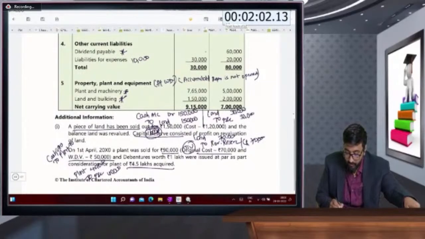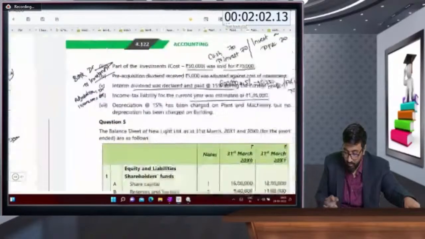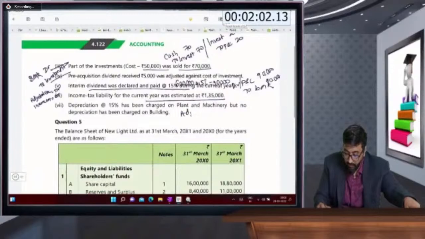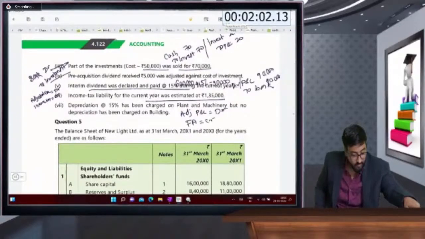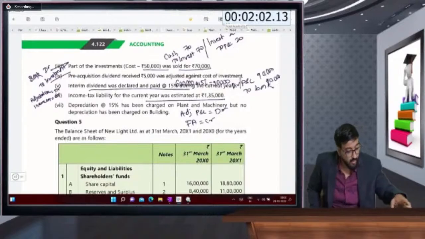On 1st April it is sold for 90,000. So depreciation, what is the effect? Adjusted P&L in the debit, and accumulated depreciation account is not open, so fixed asset in the credit with depreciation. Okay. So now these are effects that you have to visualize.